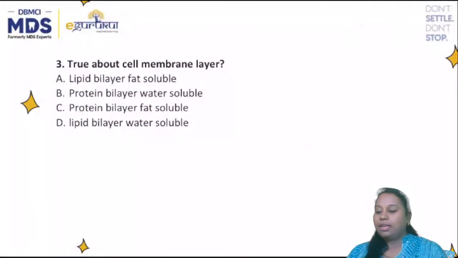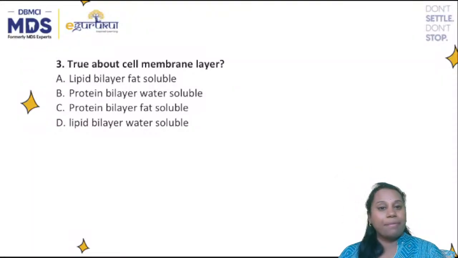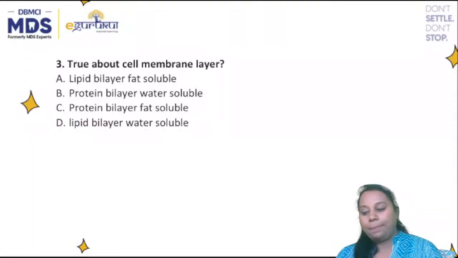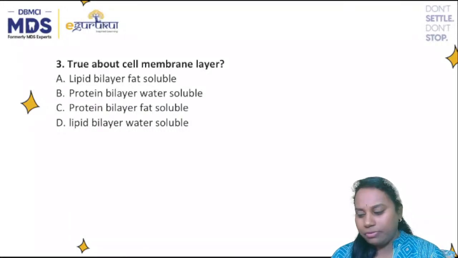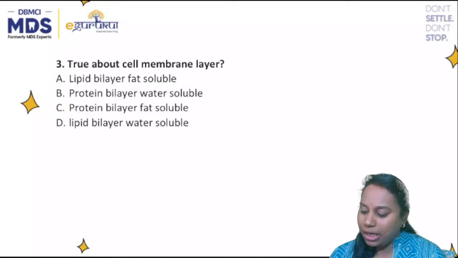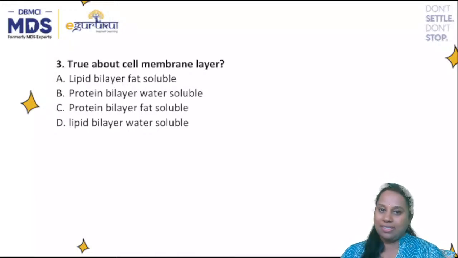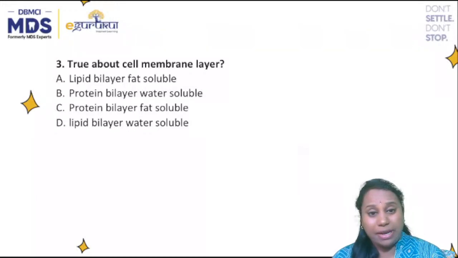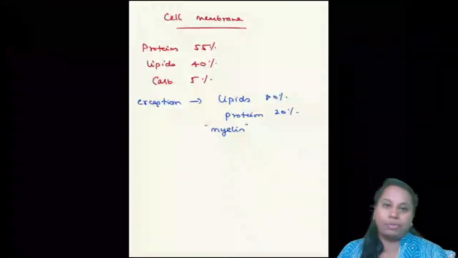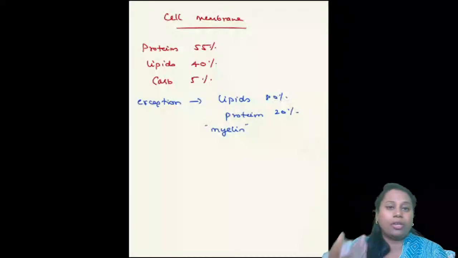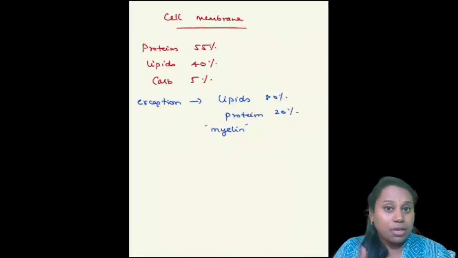Question number 3. True about cell membrane layer. The cell membrane layer is a lipid layer fat soluble, protein bilayer water soluble, protein bilayer fat soluble, or lipid bilayer water soluble. The answer is a very easy question. It's a lipid bilayer, fat soluble, because if it has lipids in the layer, only fat soluble substances can pass through this membrane.